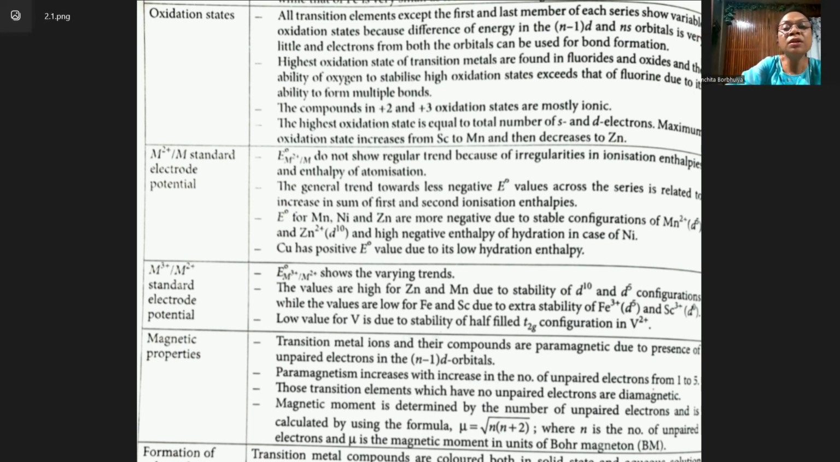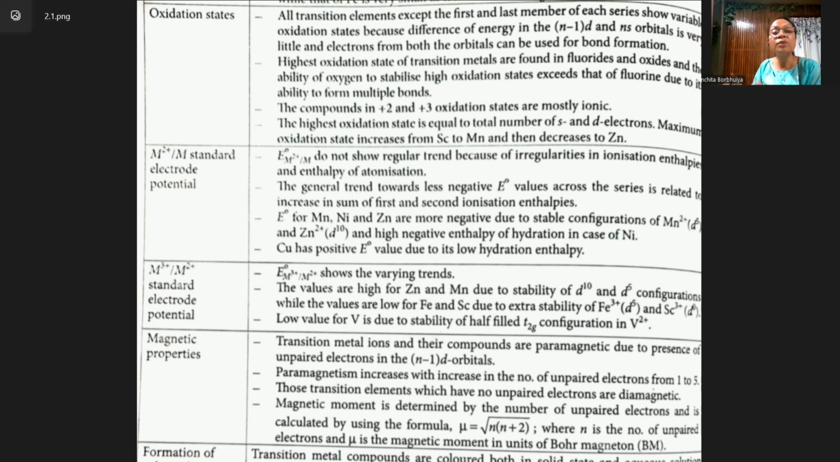Going on to the M2+/M standard electrode potential. E naught M2+/M does not show a regular trend because of the irregularities in the ionization enthalpies and enthalpy of atomization. All together is responsible. If I'm speaking about the electrode potentials, I'm correlating it with the ionization enthalpy and enthalpy of atomization.